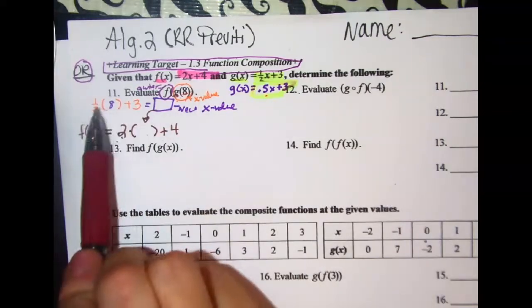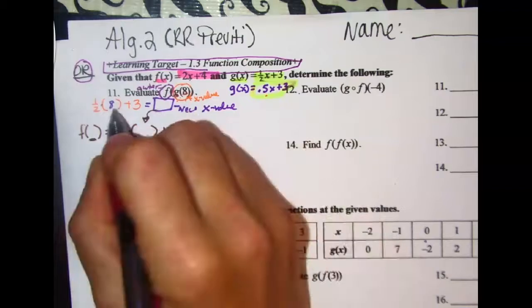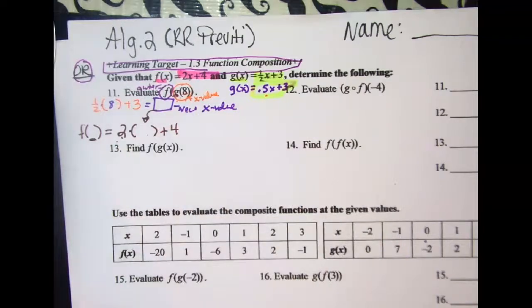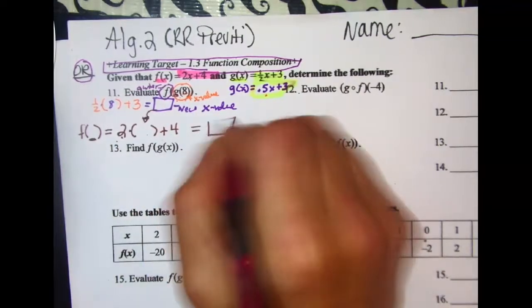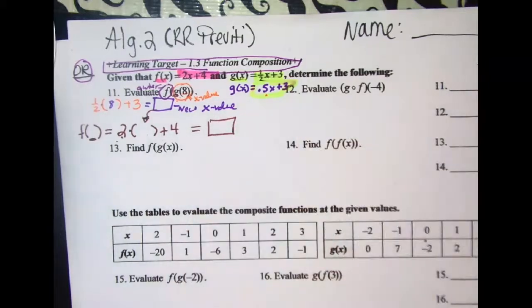Same with the top. You have to know what these functions mean. It means 1/2 times whatever the x is, plus 3. Okay, and then you get your final answer. That's the one I want on the line over here, or circled, or whatever. All right, let's go to 12.